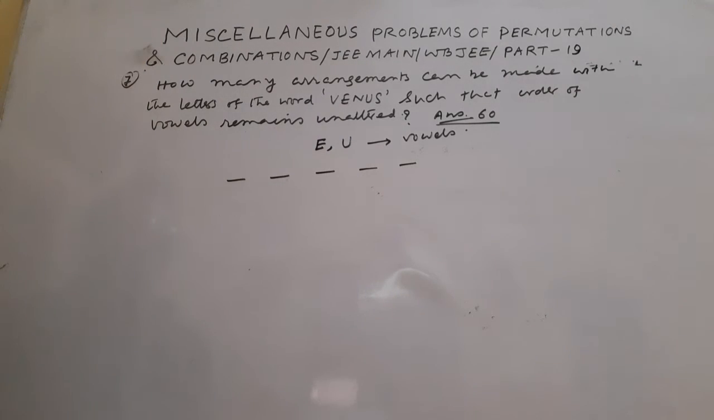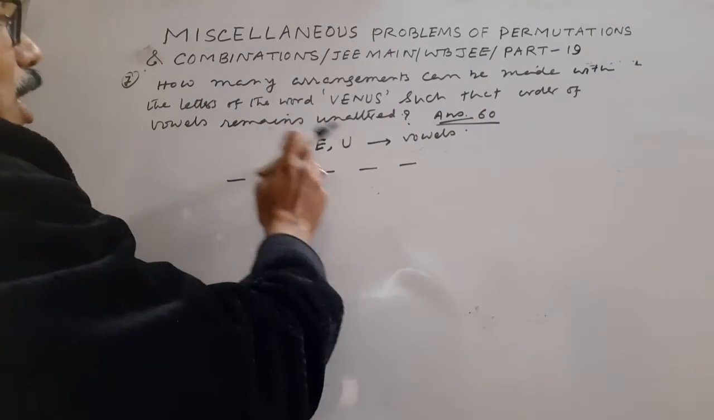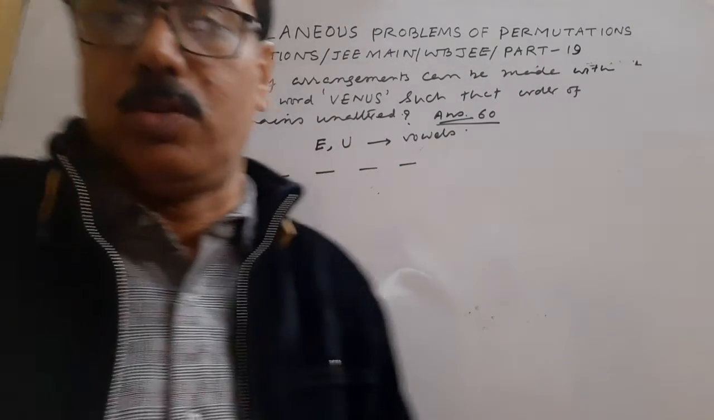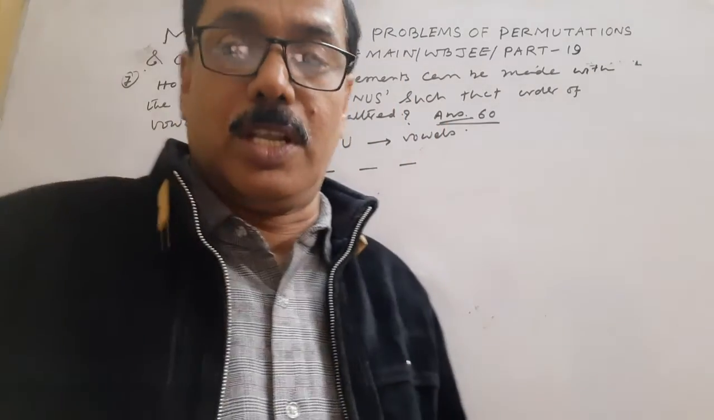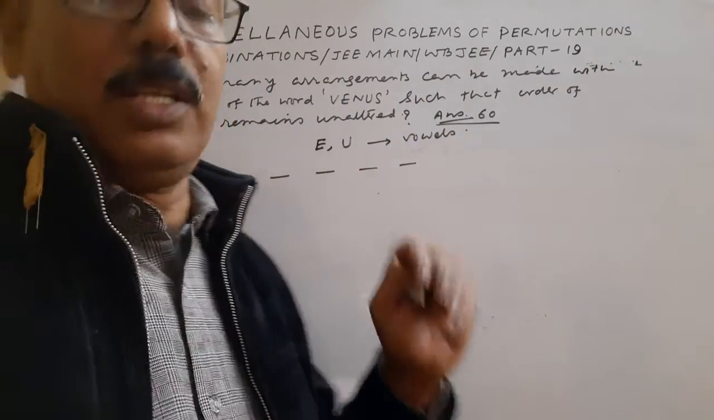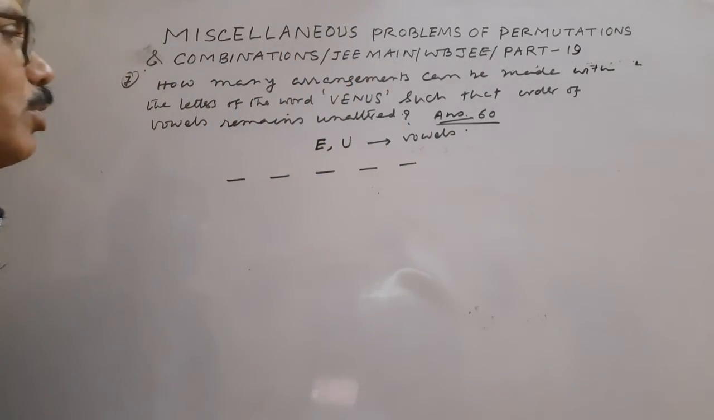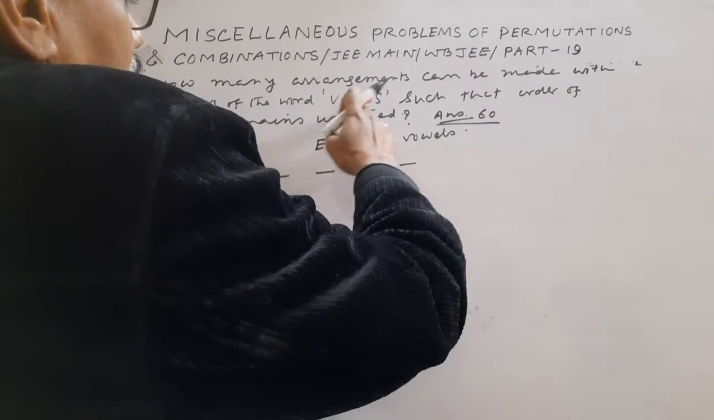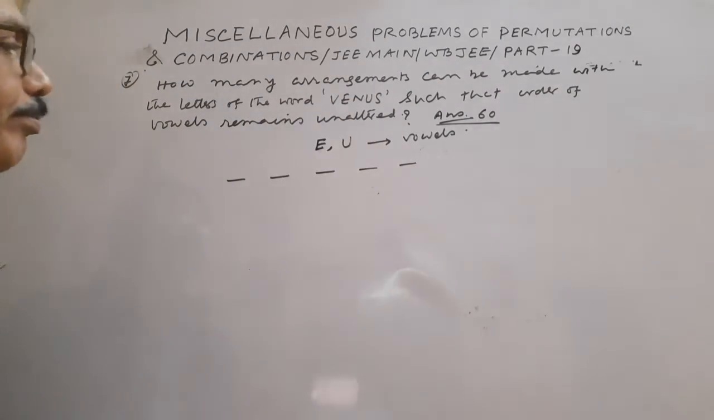So 5 positions. So what is the order of vowels? First E, then U. It is to be noted: first E comes, then U. So this is called order. So not U in the second and E in the fourth position. Order is first E, then U.